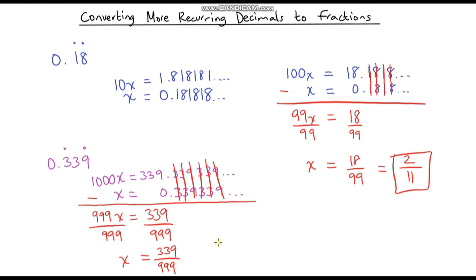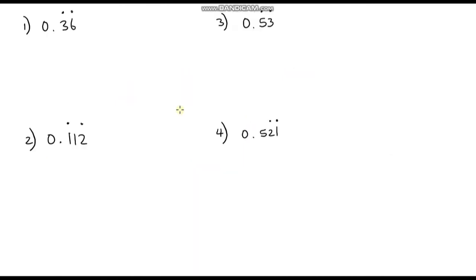And we can just simplify that. I can see that both numbers are divisible by 3, so this is the same as 113 over 333, and that is fully simplified. So the key take home from this is however many digits that recur, that's how many times we multiply by 10. Okay, so I've got 4 here for you to have a go at, so why don't you pause the video and see if you can convert each of these recurring decimals into fractions, and also simplify your answers where necessary.